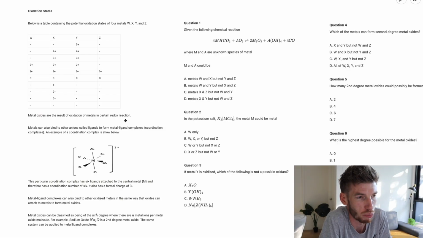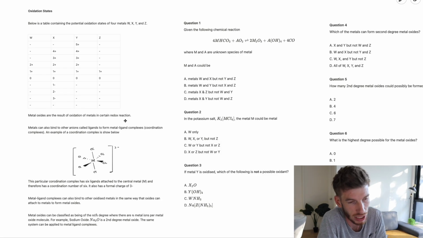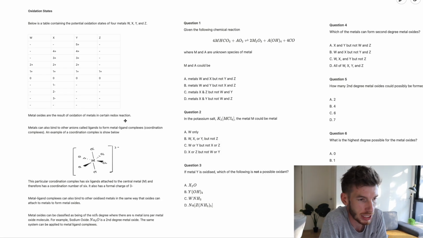So first of all, below is a table containing the potential oxidation states of 4 metals W, X, Y, and Z. Obviously these don't represent actual metals on the periodic table, it's just theoretical. And then we've got metal oxides are the result of oxidation of metals in certain redox reactions. You might already be familiar with that concept. Metals can also bind to other anions called ligands to form metal ligand complexes or coordination complexes.